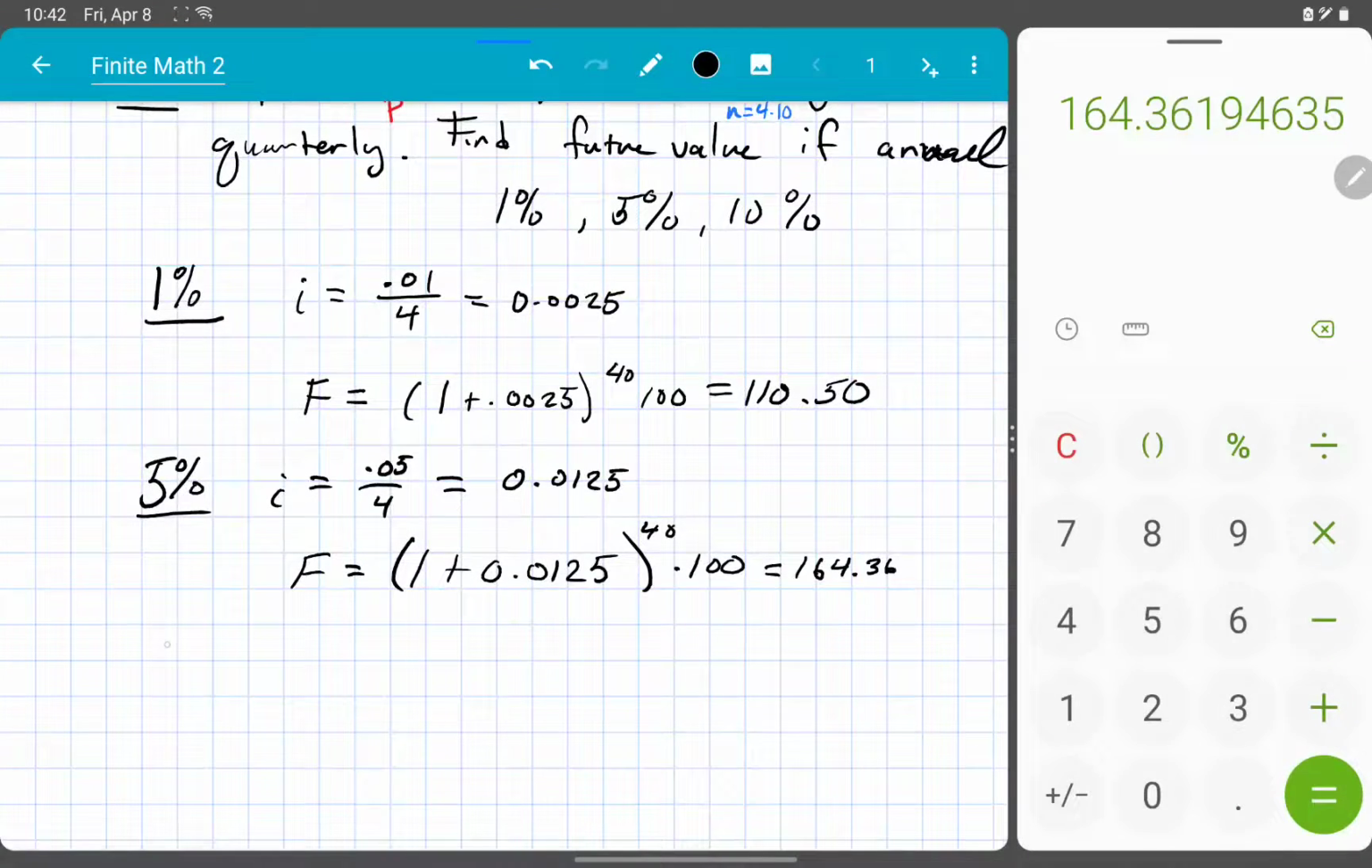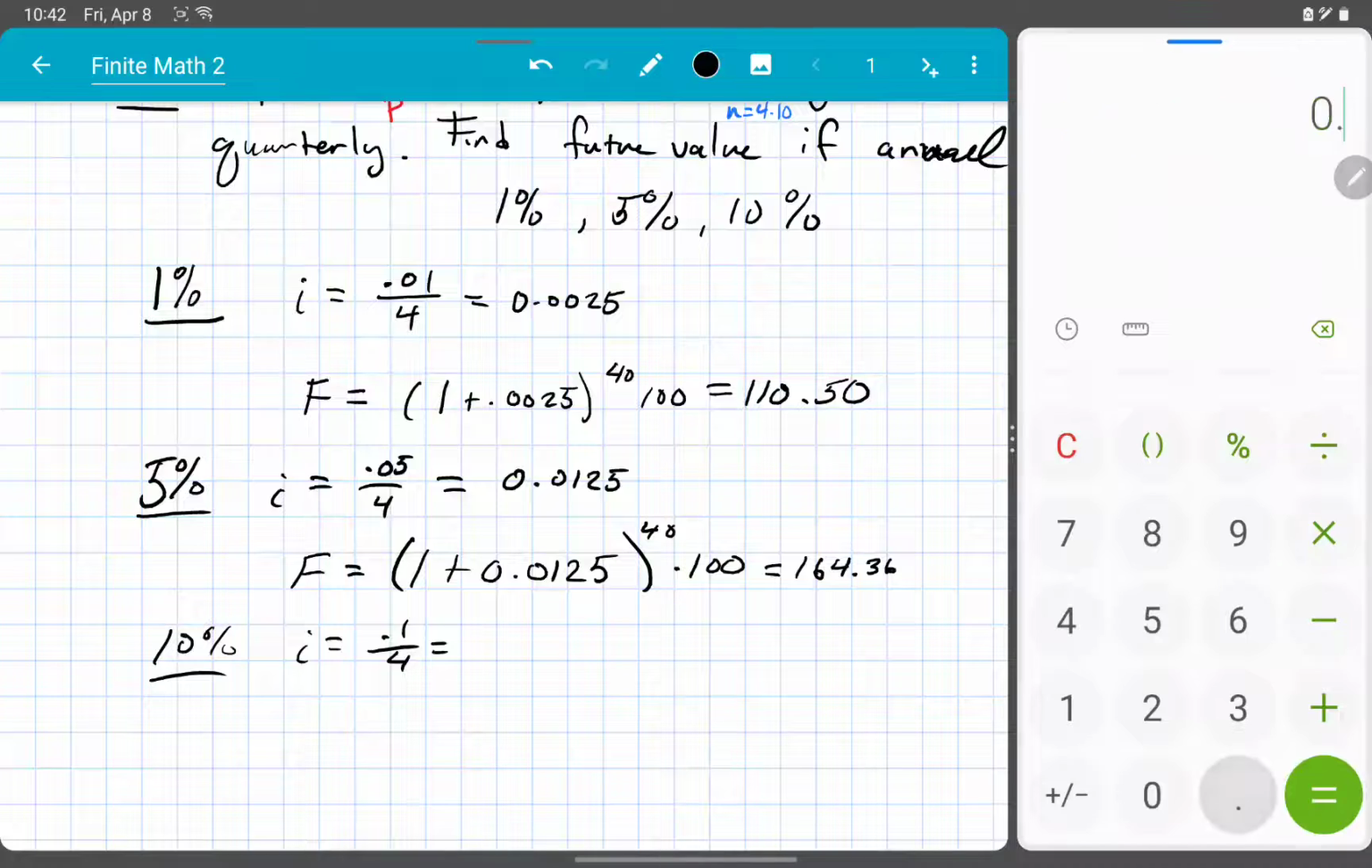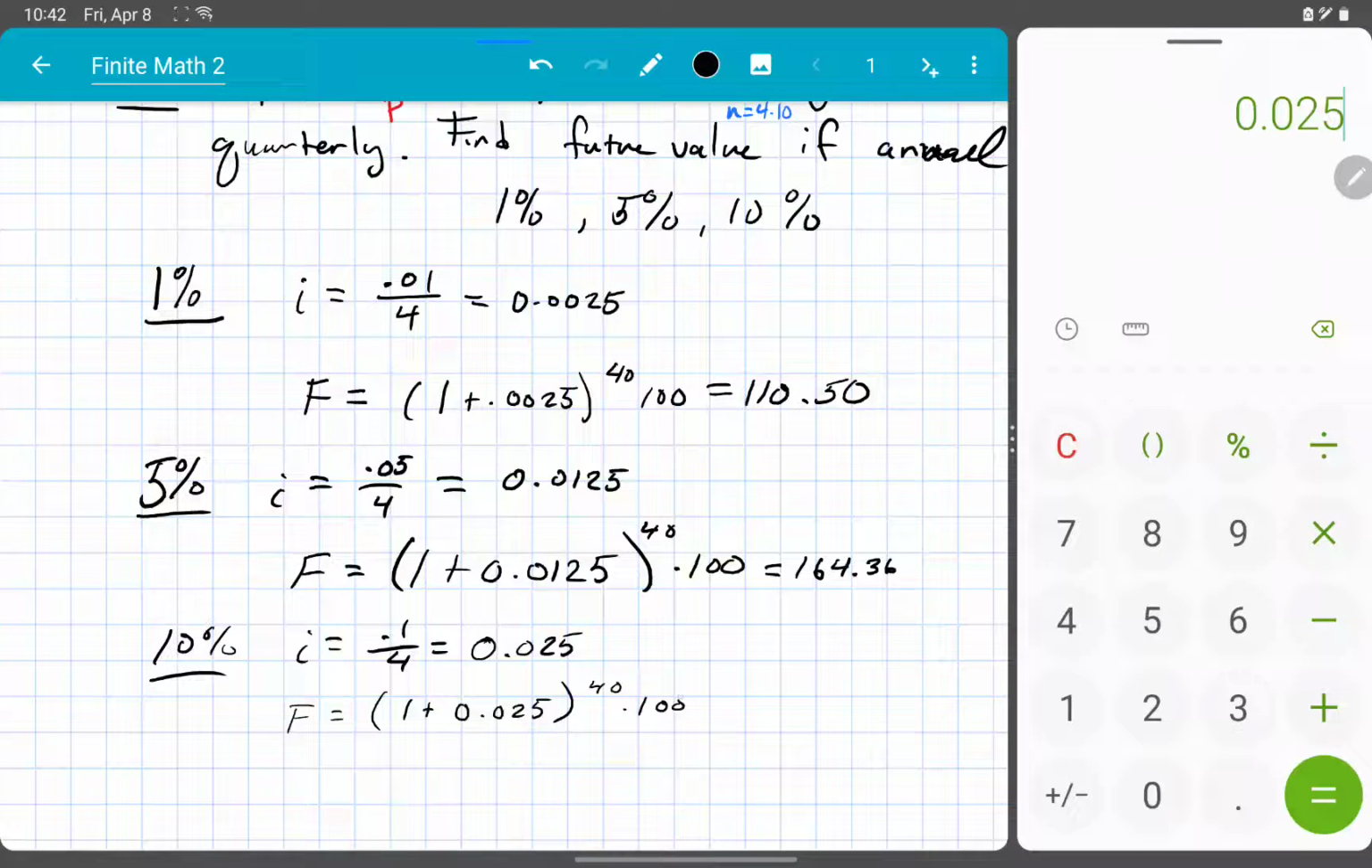And then, of course, the 10% problem. I is equal to 0.1 divided by 4. This is 0.025. So the future value will be 1.025 raised to the 40th power times 100.